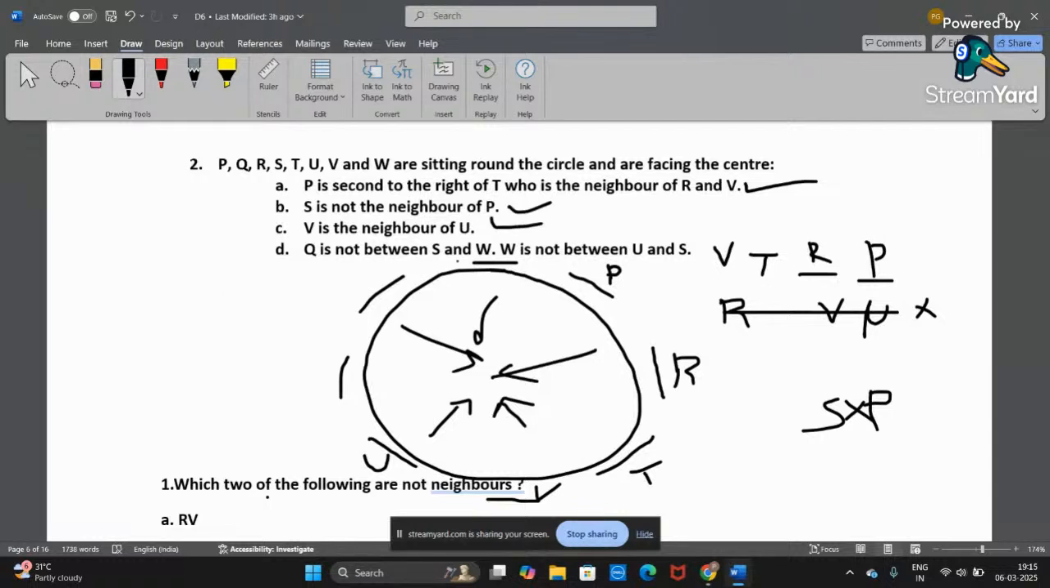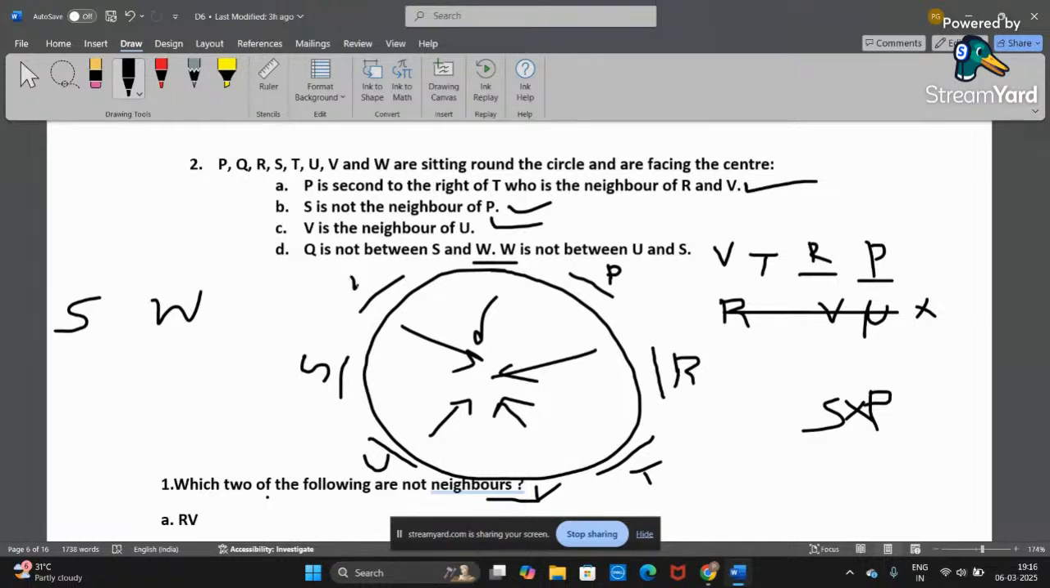Q is not between S and W. Where is Q here? Where is S? Okay, let's write S and W. Q is not between them. Okay, W is not between U and S. U and S. Let's write S here. It is not between, right? So Q is not between S and W.